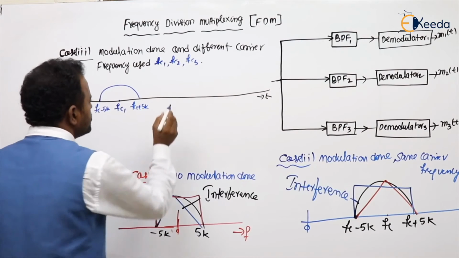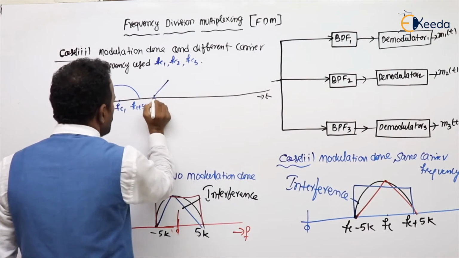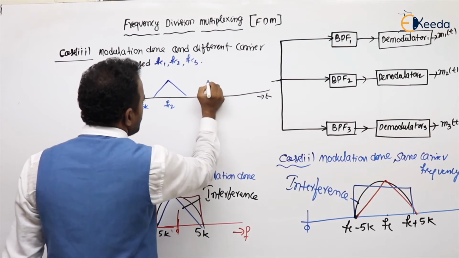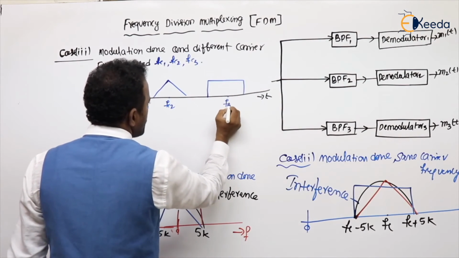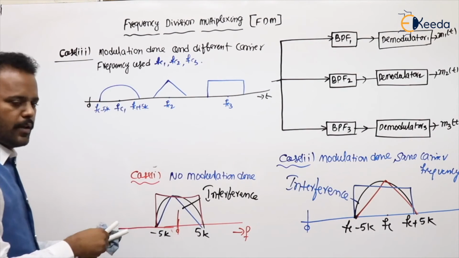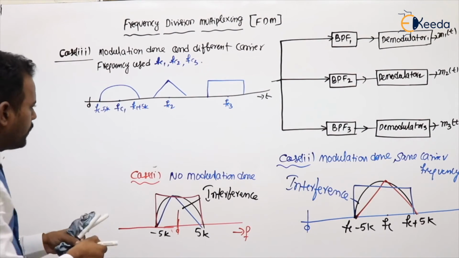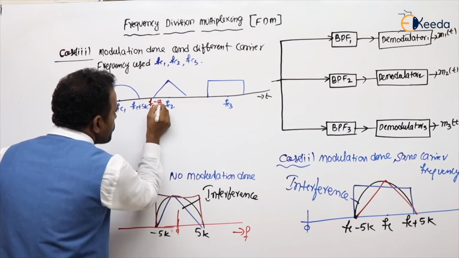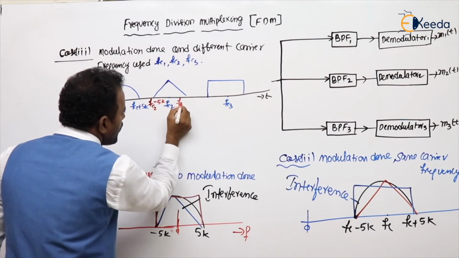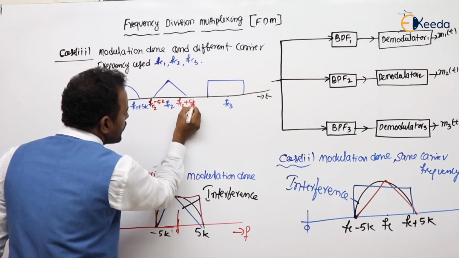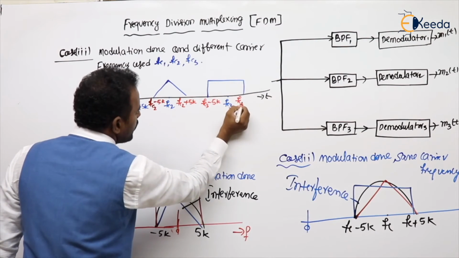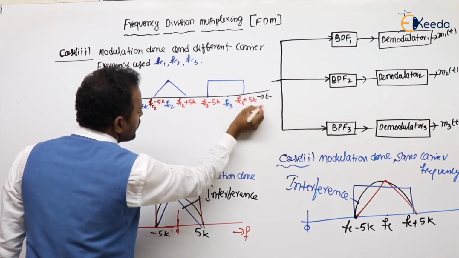Second one, I am using FC2. So this is the FC2. Third one, FC3. This is the FC3. Then what about this value? FC2 minus 5K, FC2 plus 5K. FC3 minus 5K, FC3 plus 5K.